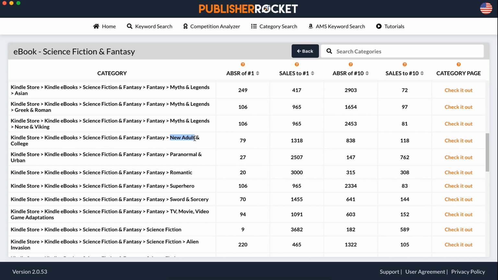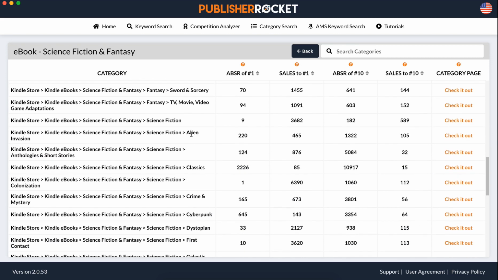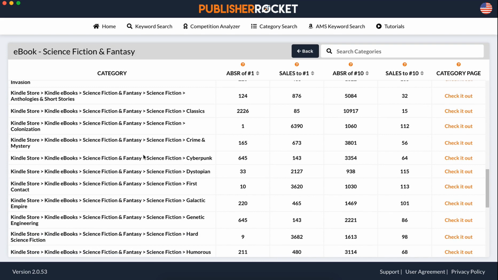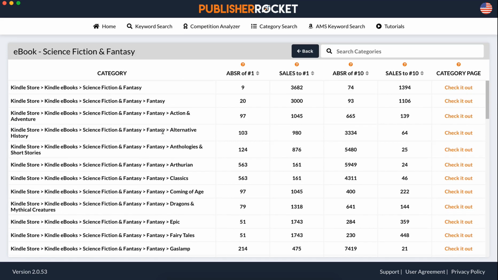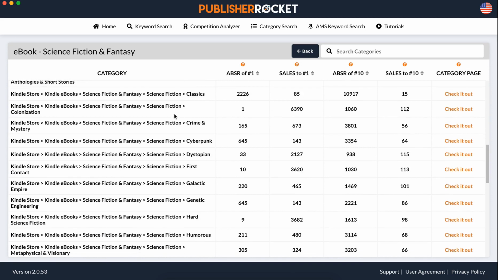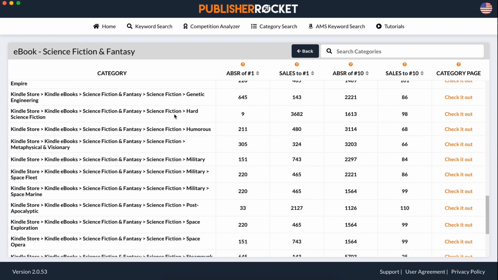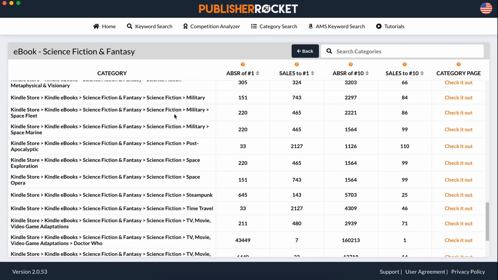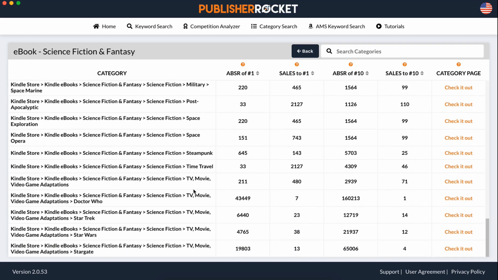And with new adult, there's a little bit of a bleed over. Generally, new adult can have sex scenes, but young adult can't. So that's just something to keep in mind. Paranormal and urban, romantic, superhero, alien invasion, anthologies, all of these things. Now, if this wasn't a tutorial, I would go through this and browse, not really looking for anything specific, just like you're browsing at a bookstore, saying, oh, that looks kind of interesting. Oh, I didn't think about that. Oh, Stargate, I vaguely remember that. I didn't know there were adaptations, but okay.